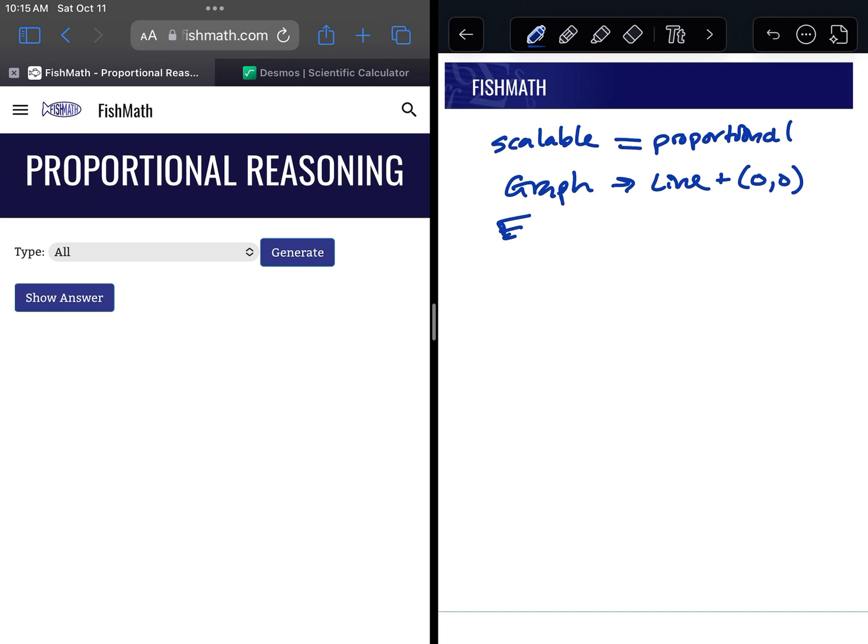If it's an equation, we're looking for an equation like y = rx, where r would be the unit rate, or we call that the constant of proportionality.